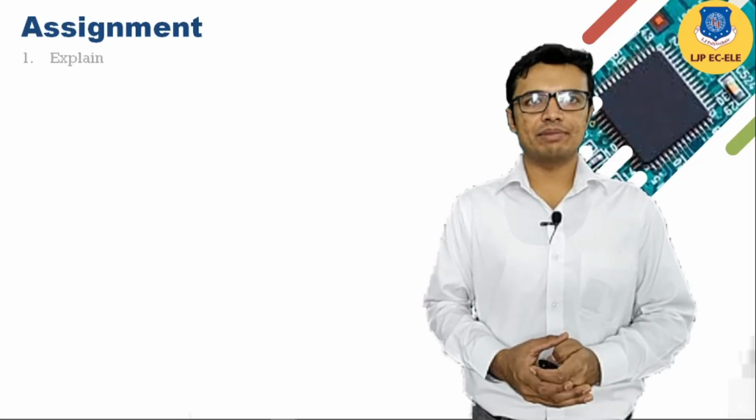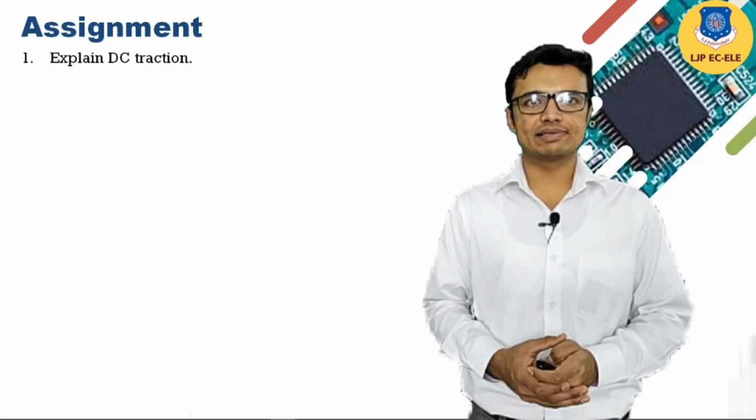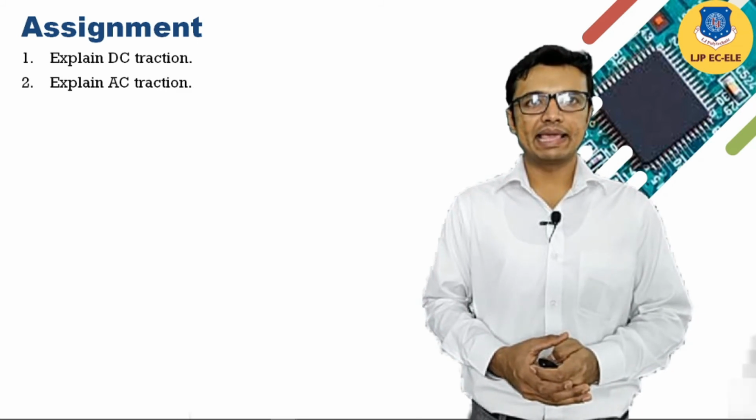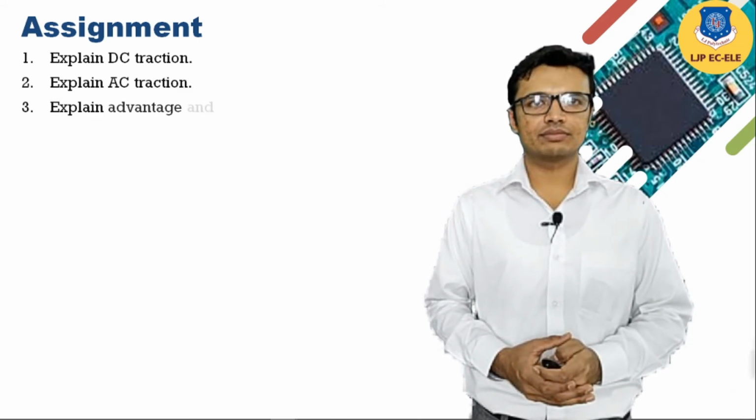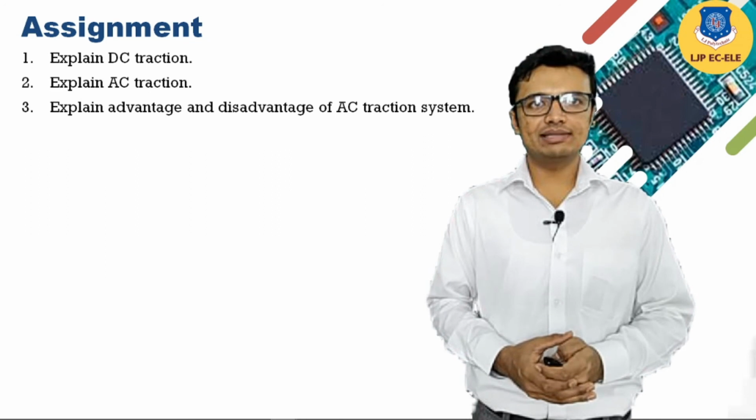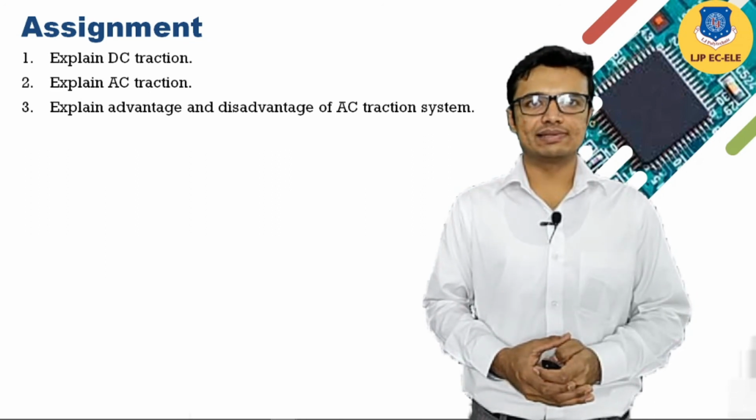Let's see the questions for assignment. The first one is: explain the DC traction system. Second is: explain the AC traction system. Third: explain the advantages and disadvantages of the AC traction system.